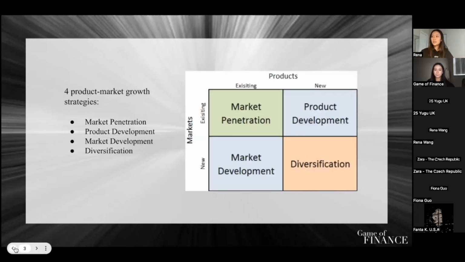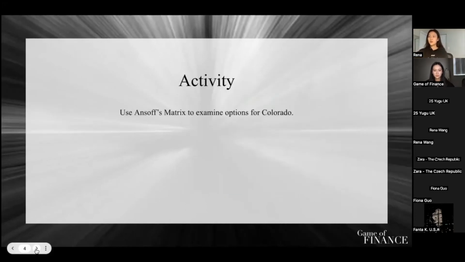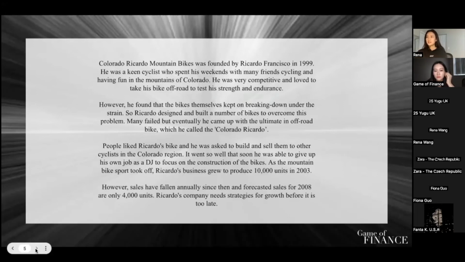Okay, so copy down this chart. Try to memorize it. See if you can draw it down without looking. Thank you. Our case study is going to be using the Ansoff Matrix to examine options for Colorado. This is our case study. You will read this by yourself, and when you're reading through it, categorize what the company is doing into each of the four boxes.